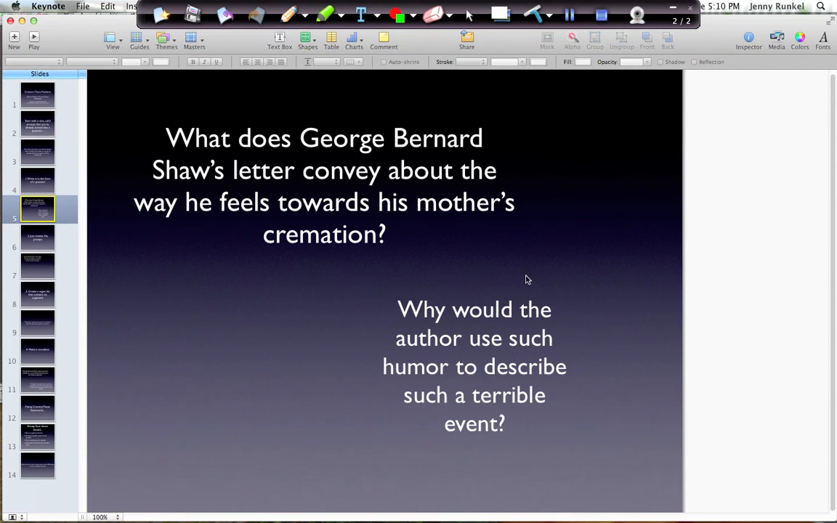Here's another one. Why would the author use such humor to describe such a terrible event? These are actual thesis statements that I've seen students use, and, well, they're just horrible. Now, they're actually very good questions, and they would be very good questions to think about and explore, but they are not good thesis statements because they don't provide the basis for analysis that you can hang on to and use for the rest of your essay. All right, so that's the first way that you can write a crummy thesis.